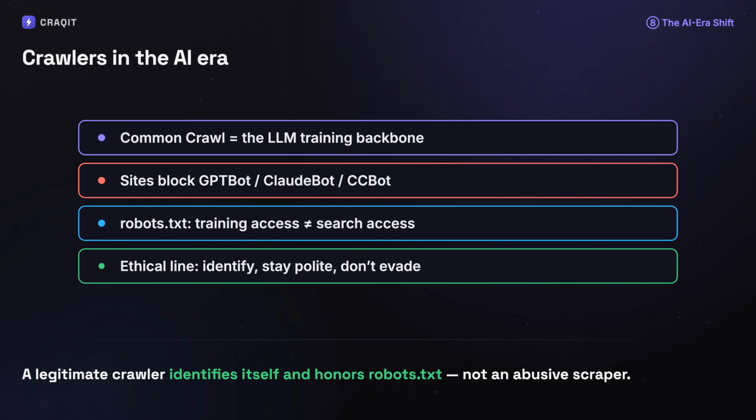Rate limiting, captchas, fingerprinting. The ethical line is clear. A legitimate search or research crawler stays polite, identifies itself, and honors robots.txt rather than evading defenses. Saying that line out loud separates a real crawler from an abusive scraper, and knowing the training versus search distinction is a genuine 2026 signal.